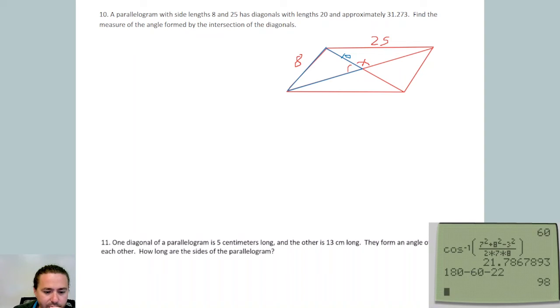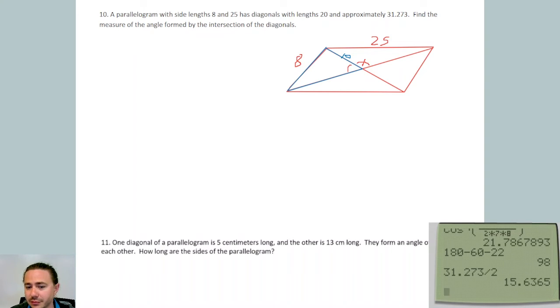Let's see what that would be roughly. Where's my calculator? There we go, 31.273. It doesn't like that 7. There we go. And we're going to cut that in half, so you get about 15. Well, might as well go all the way to be as accurate as possible here: 15.6365.